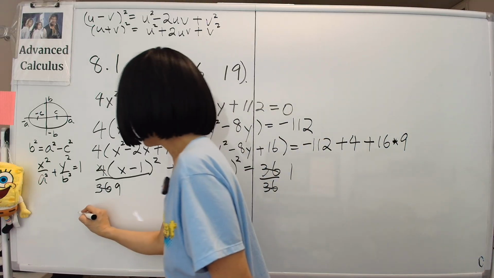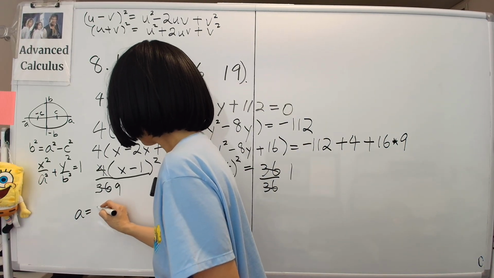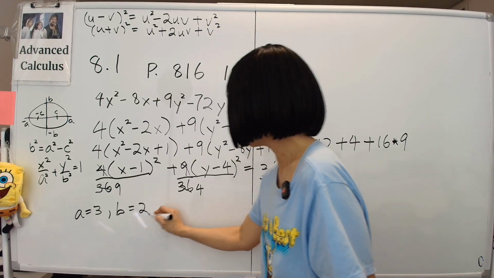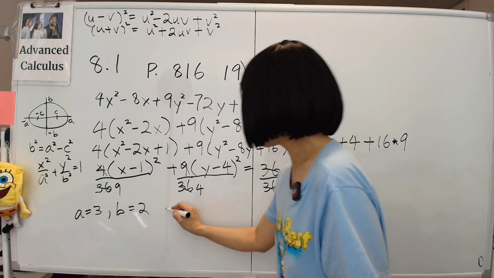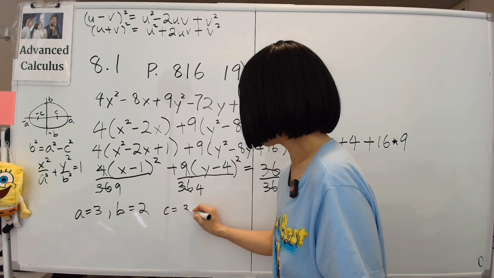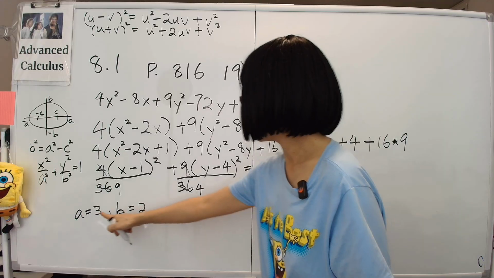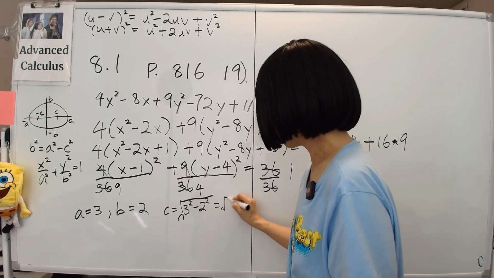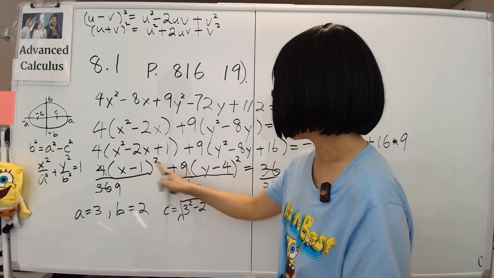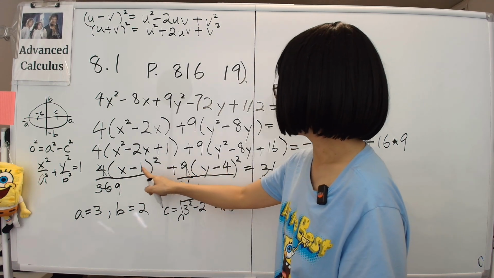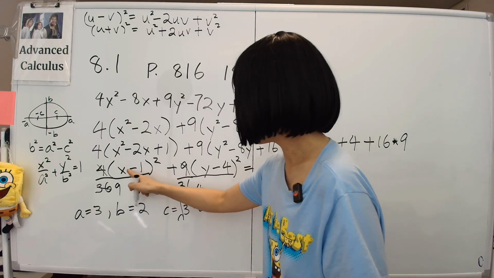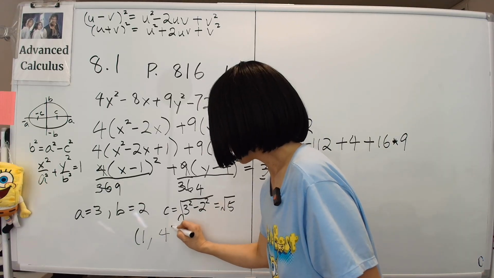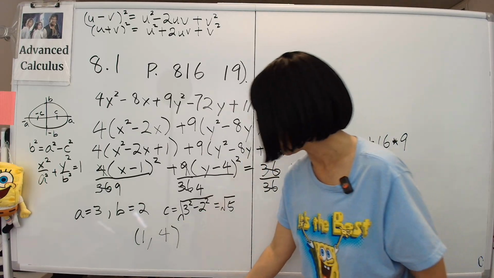Which means a is going to be equal to 3, the square root of 9, and b is equal to 2, the square root of 4. And then c is equal to the square root of 3 squared minus 2 squared, the big one squared minus the small one squared, which is square root of 5. And the center of the ellipse is at 1 and 4, whatever is subtracted here, subtracting 1 and subtracting 4.